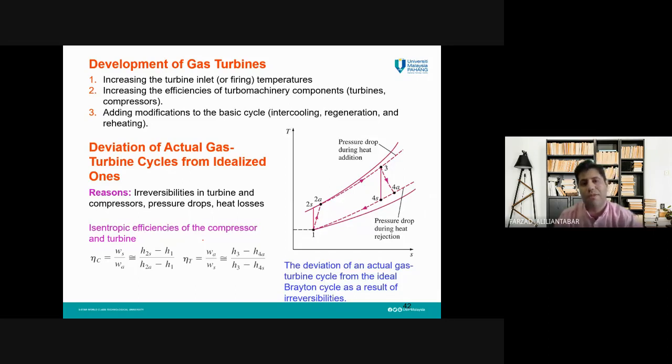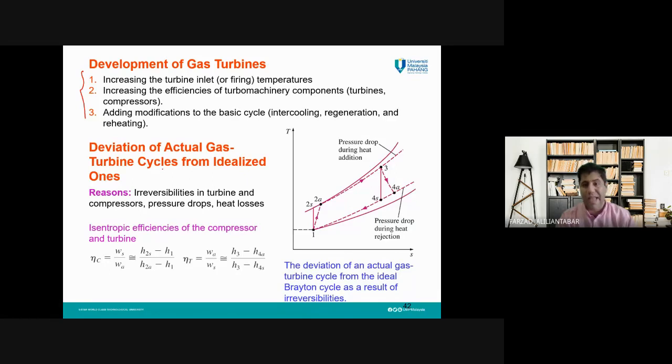As I told you before, we are always interested in improving the efficiency of different cycles. Now, how can we improve the efficiency of the Brayton cycle? There are three different methods. We can increase the turbine inlet or firing temperature, or Tmax, or we can increase the efficiencies of the turbomachinery. So how can we improve it?